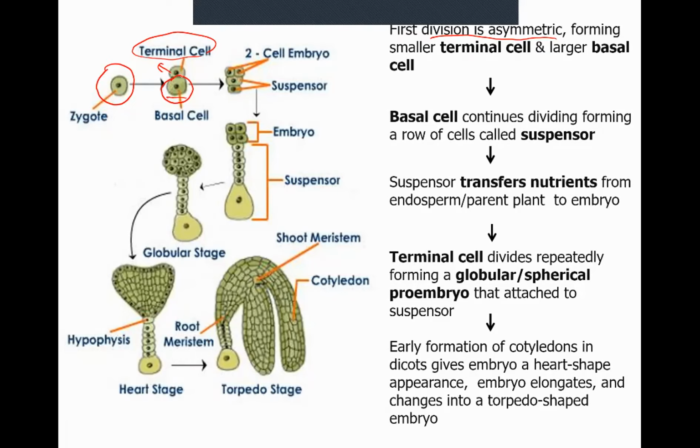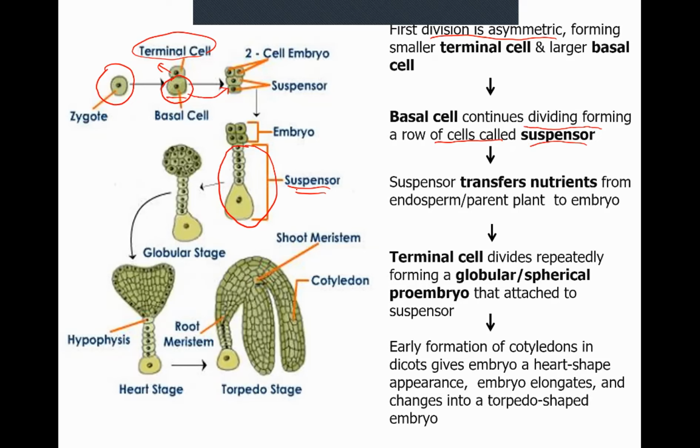So the smaller cell is known as terminal cell. The bigger cell is known as basal cell. Okay, what happened to the basal cell? Basal, okay, base. The basal cell continues dividing, right, and forming a row of cells that we call suspensor. So basal cell continues dividing and forming suspensor. So this is suspensor.